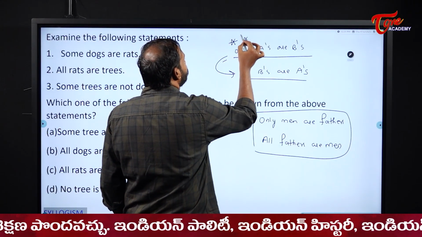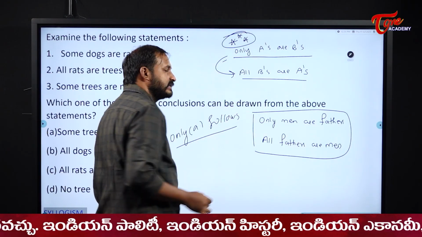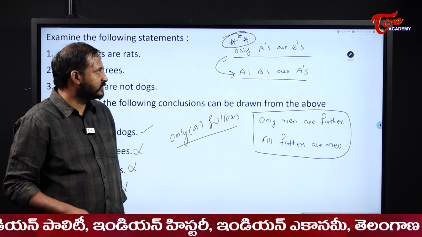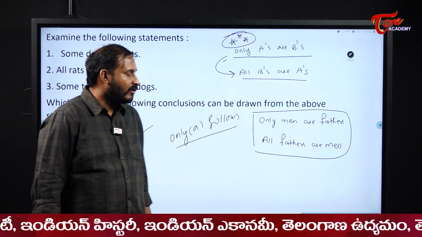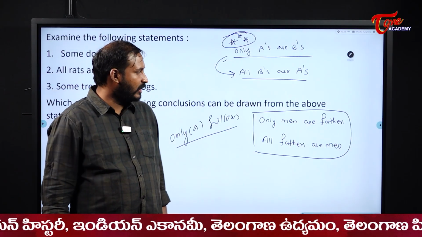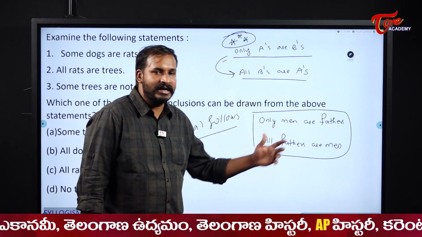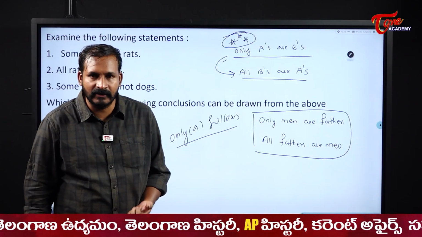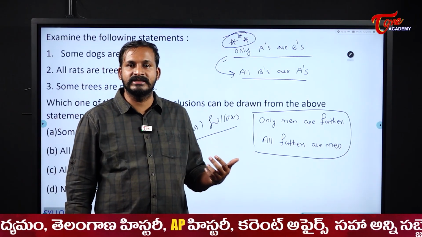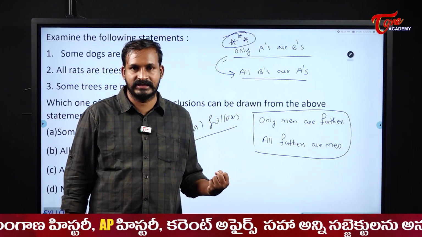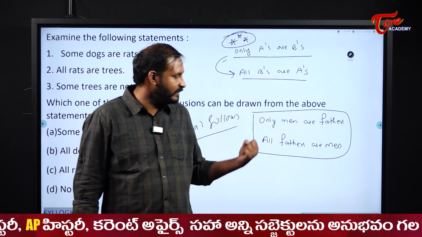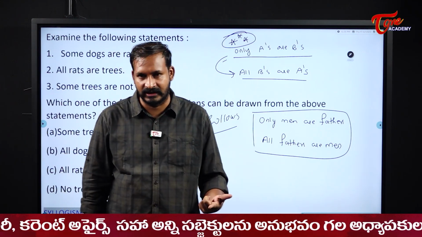This is one of the important ones and a recently asked question. A new trend of question. Only A's are B's means all B's are A's. For your better understanding, just have a glance at this one. Only men are fathers. Men only will become fathers. And in reverse, what can I say? All fathers are men. Yes, all fathers are men. Yes, it is correct, but not all men are fathers.